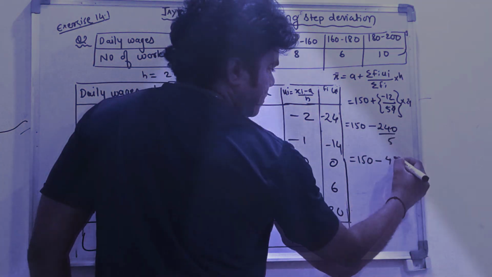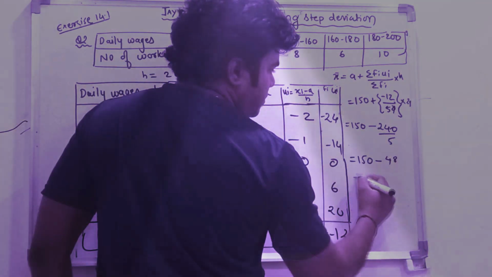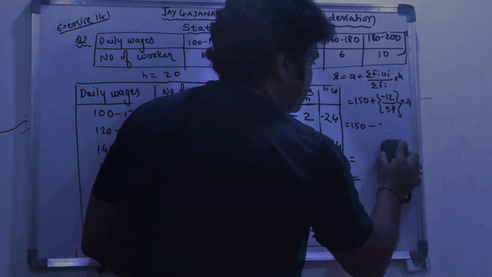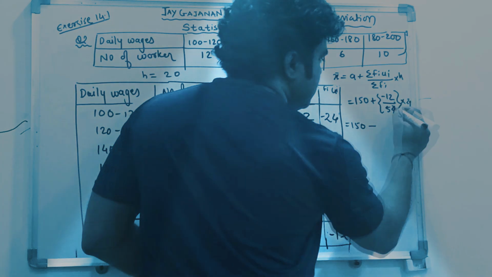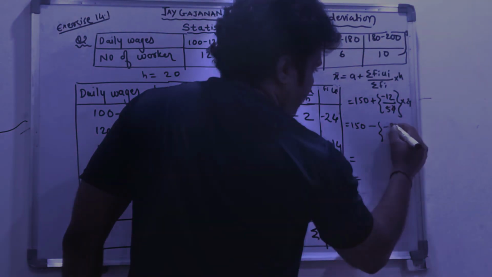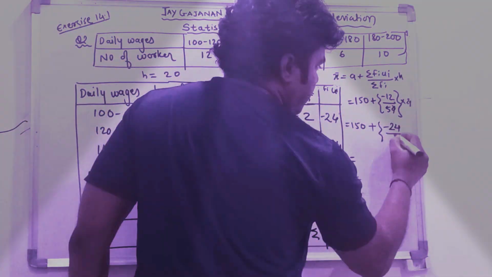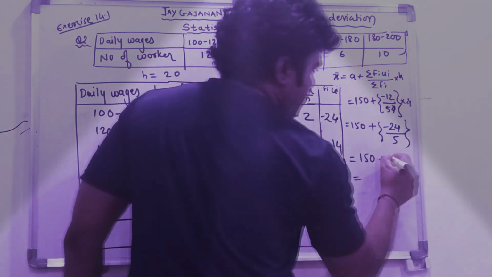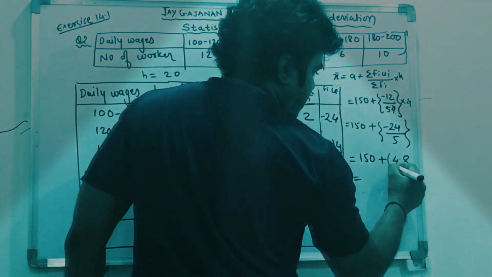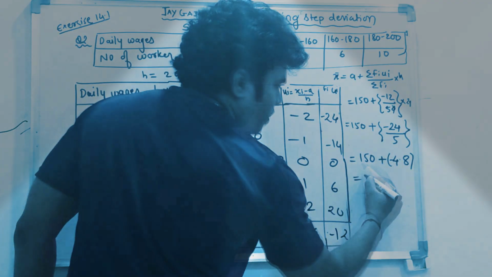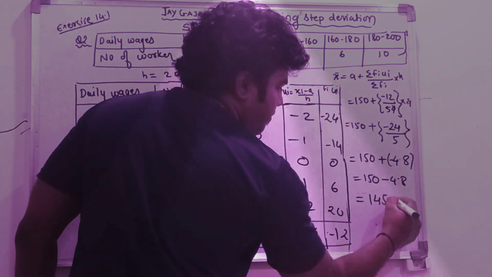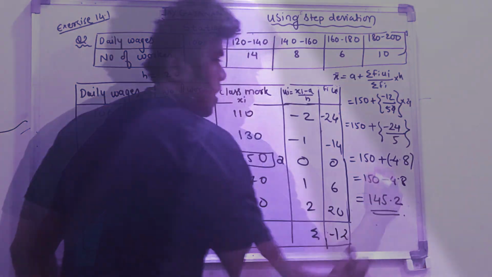5 4s are 20, 5 5s are 25. Some mistake is there, let's see what that is. So this is 20, the 0s cancel, yes. You can multiply this, 12 2s are 24, minus 24 upon 5 is equal to 150 plus, this will become 4.8 and this is minus, so 150 minus 4.8 is 145.20. This will be your final mean.